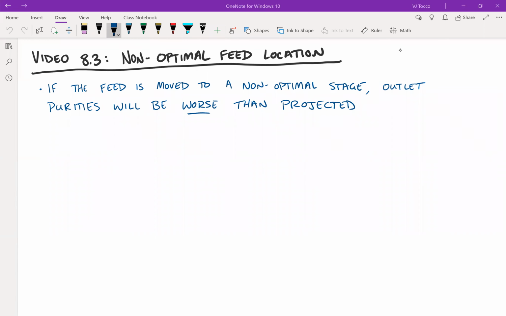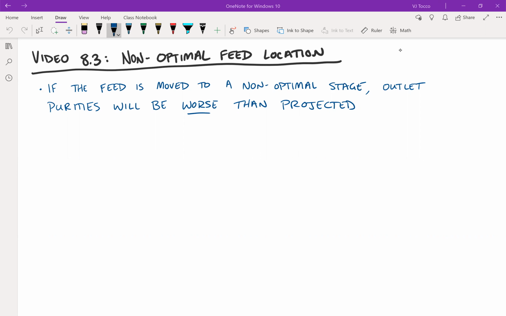In this separations video, I'll cover how to treat a non-optimally located feed. When you're doing this in practice, like in real life engineering, you would never want to intentionally send your feed to the non-optimal location. You always want to send your feed to the best place.